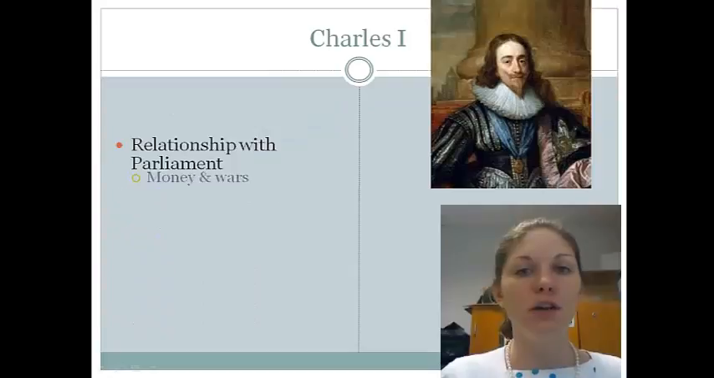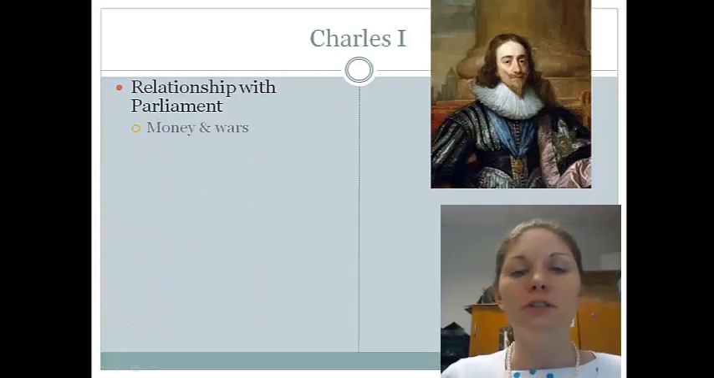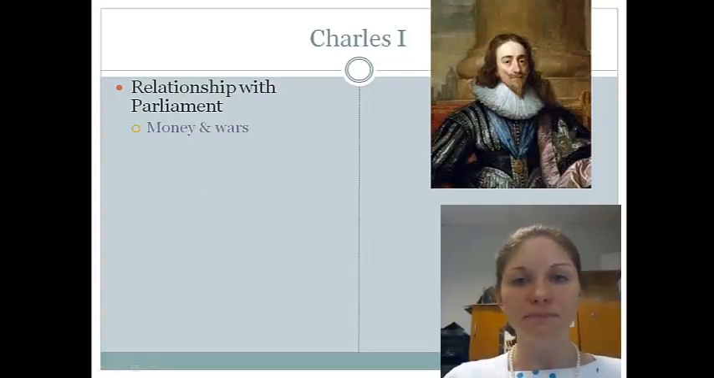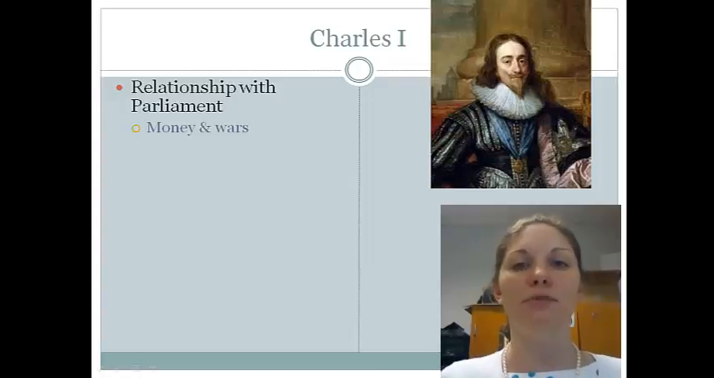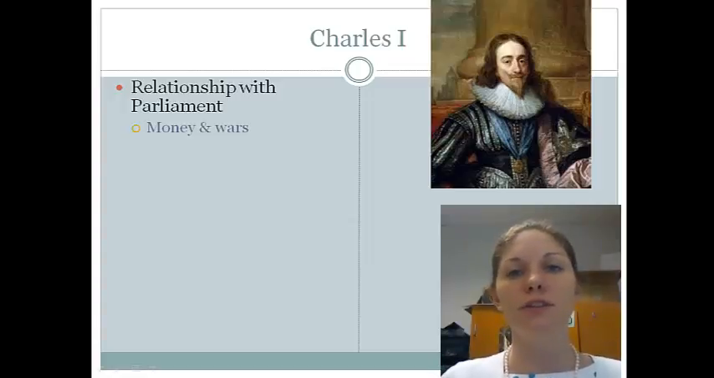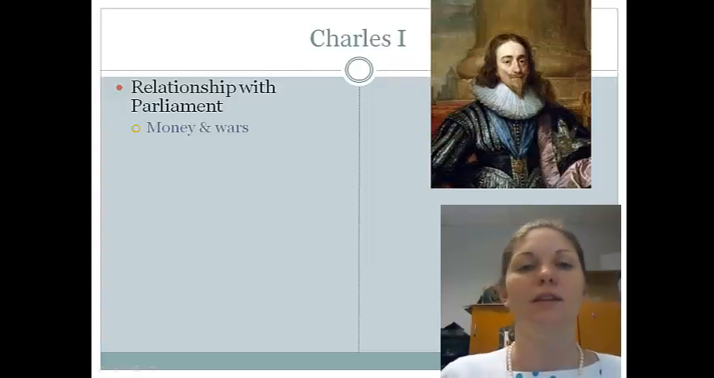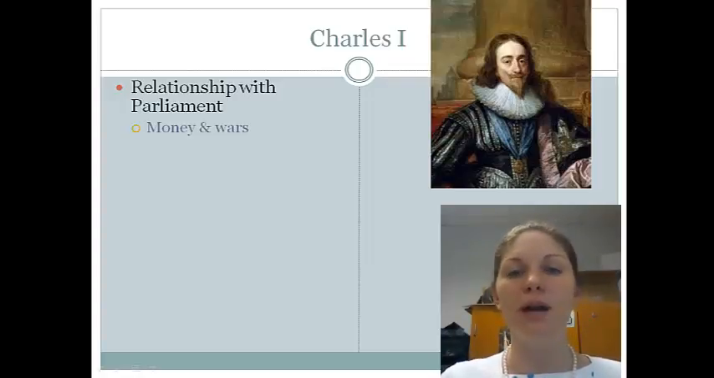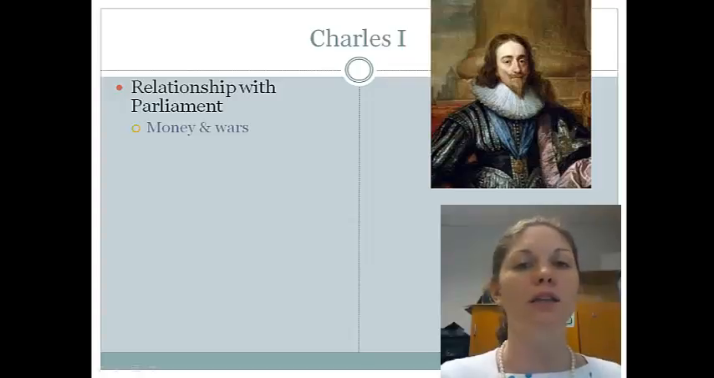So first we're going to talk about Charles I. Charles I is King of England at this point in time, and he has a really bad relationship with Parliament. He's fighting a lot of wars, and Parliament doesn't want to pay for them. They don't get along with each other, mainly because Charles I has a Catholic wife, and his personal religious practices make Parliament uneasy about him. They don't trust him. They think he might be Catholic too because of his wife.